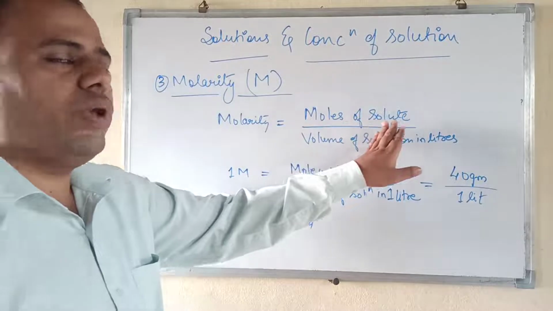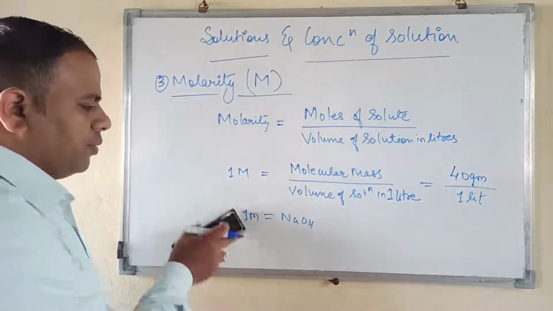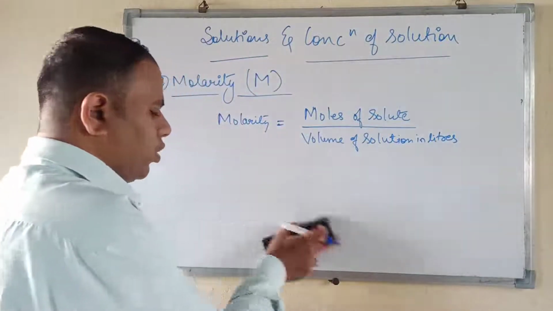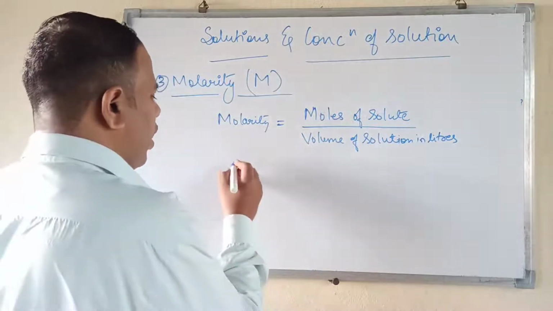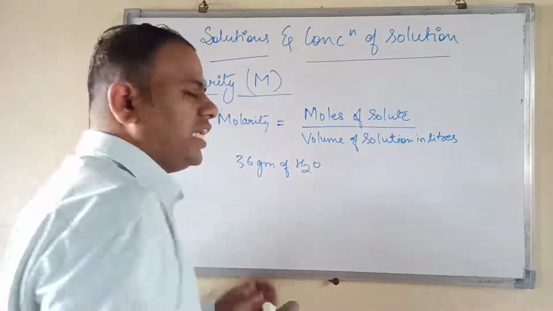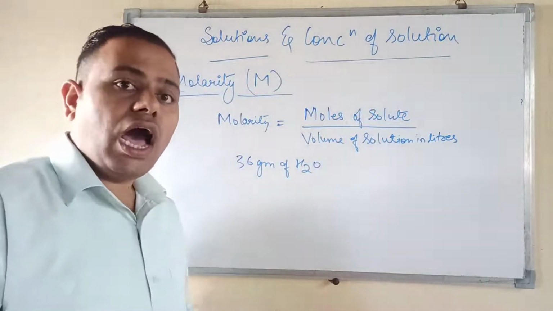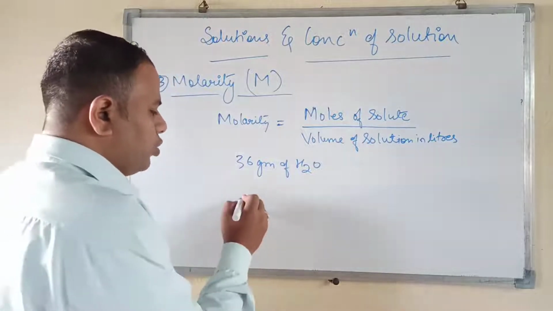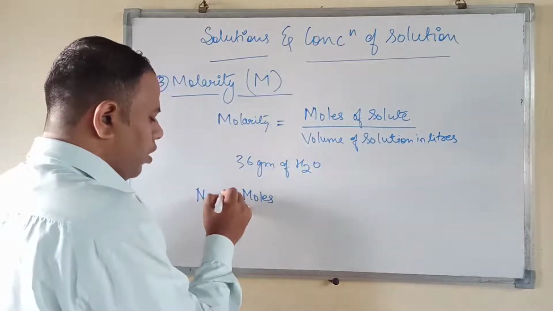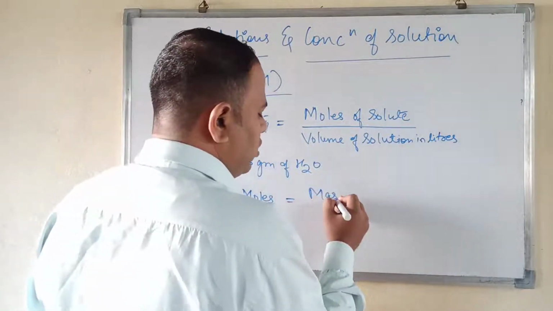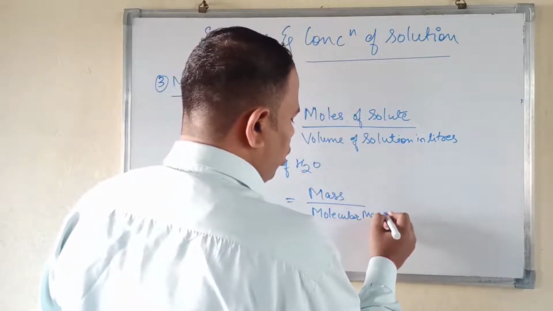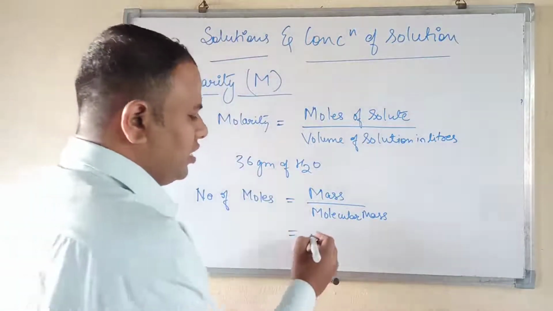Now how are you going to calculate the moles of solute? Suppose you have been given a certain amount of substance and you do not know the moles of that substance. For example, you have been given 36 grams of water. You have to calculate how many moles of water are given to you. Then you are going to use a formula: number of moles is equal to mass by molecular mass. Here the mass given to us is 36.